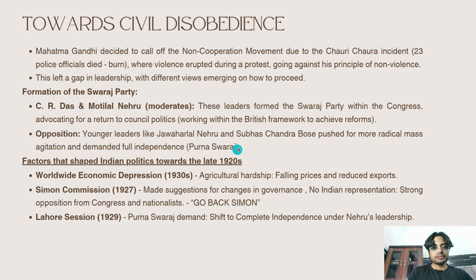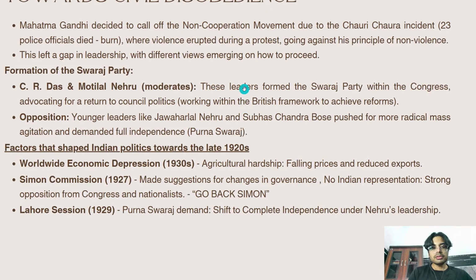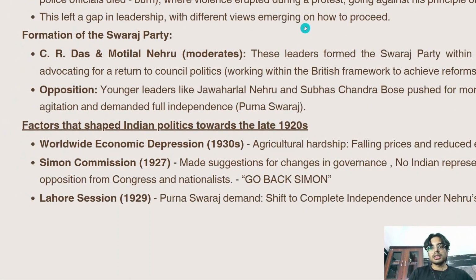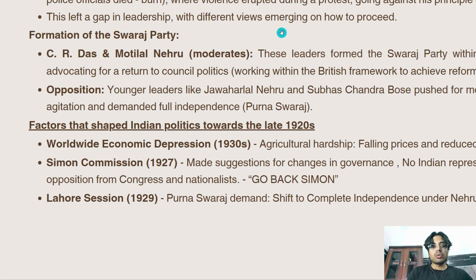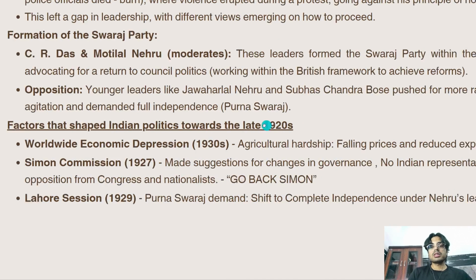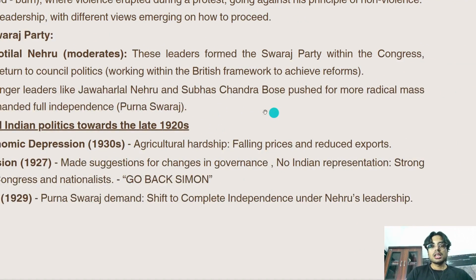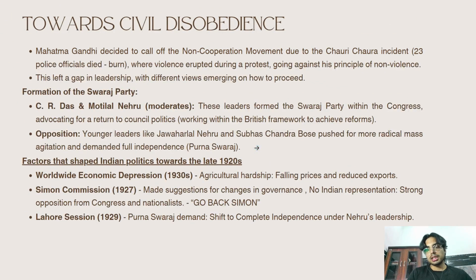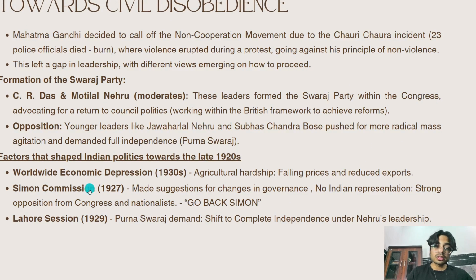Now, let's see some of the factors that shaped Indian politics towards the late 1920s. Worldwide economic depression took place in 1930s. See, the agricultural hardship was seen during the economic depression. The falling of prices and reduced exports. Simon Commission was introduced in 1927 in India. It made some suggestions for changes in governance.